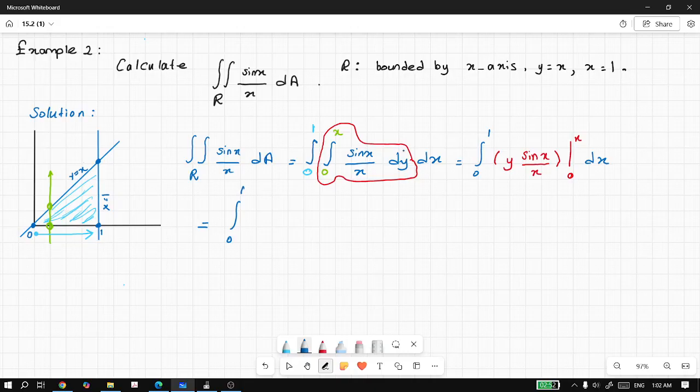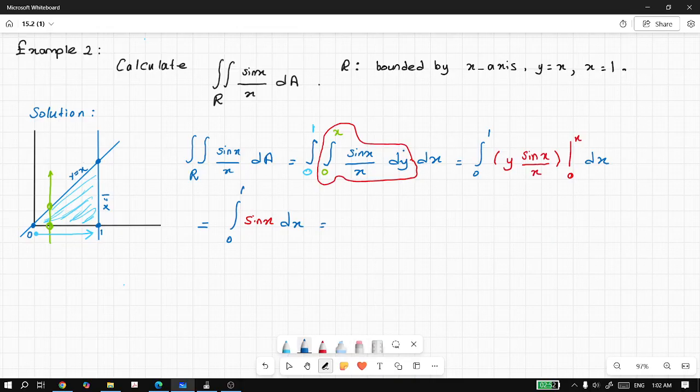Then this one will become, if we put x and 0 into here, this function will change to what? It will be x sine x over x minus 0 multiplied by sine x over x. So this part all vanished, it is 0. This x and x cancel each other. The only thing that will be left here is sine of x, with the dx. So now if you look, the integration is easy to be evaluated.